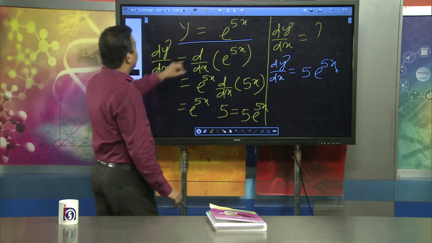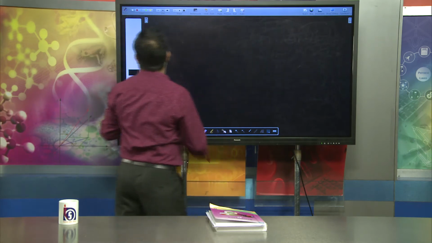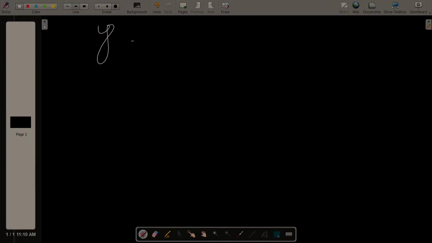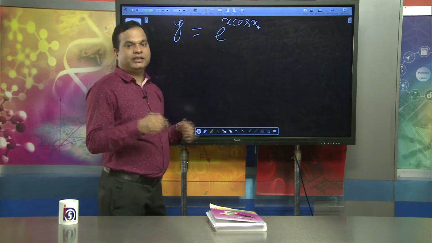This is the way to find the derivative of an exponential function. Let us take another example. Suppose y equals e raised to the power x cos x. This is an exponential function. Why is it an exponential function? Because the function is in the form of e raised to the power something, some variable expression. So, we are going to find dy/dx, that is, its derivative.